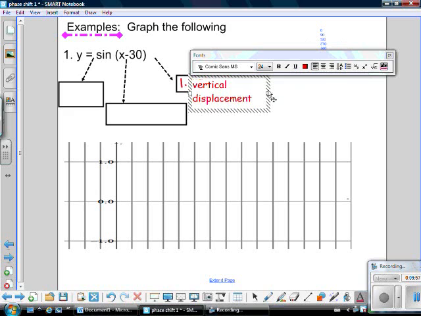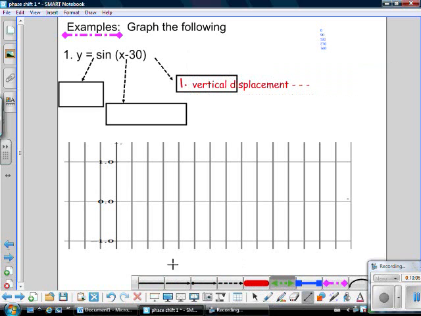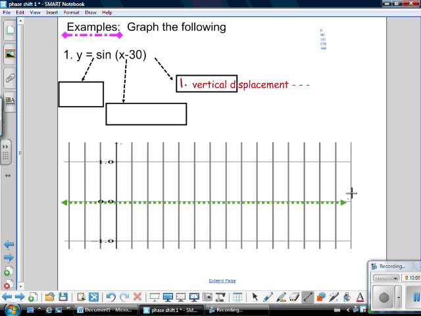And as I said, I like putting a dotted line. And that's what I'll do here. I'm just going to put a green dotted line across there, even though I know it's just my x-axis. And you can't see it, but I have my axes. They are labeled. If you look really closely, there's a y and there's an x.